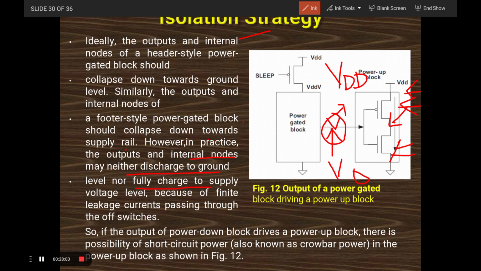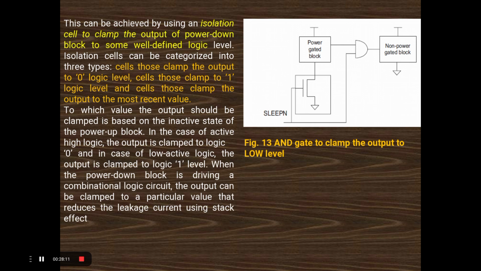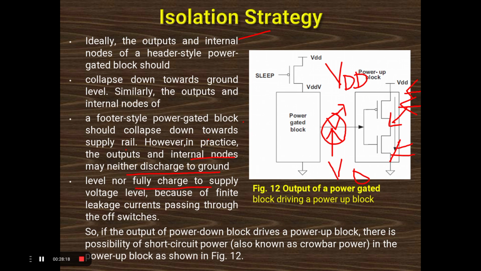Due to that problem, the corresponding two devices may be on. So for that purpose, you have to provide only one voltage. That voltage is suitable for driving the second stage. So for this complete analysis, I have to use one sleep transistor here. So that is also there in the power gated block.